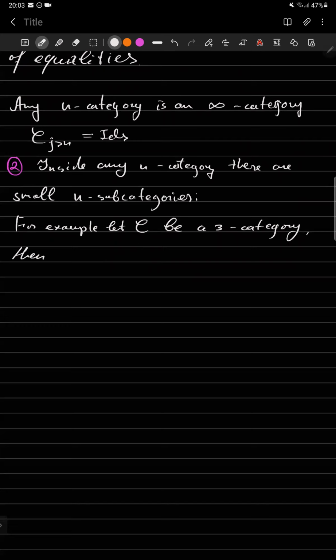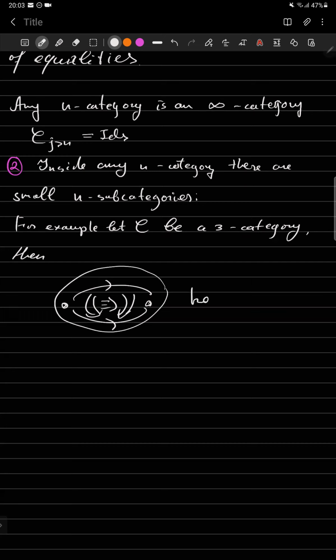And then, we have two objects, two morphisms between them, two morphisms between those one morphisms, and one morphism between those two morphisms. So this is a very little three category in this case, which can be denoted by hom category between two objects.